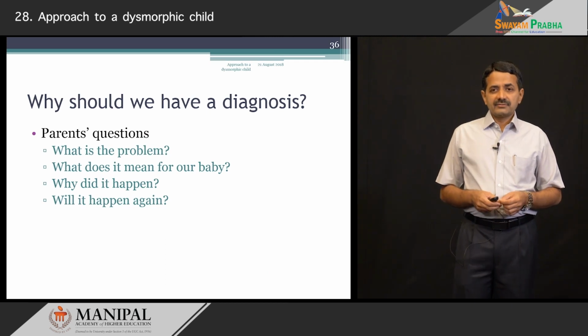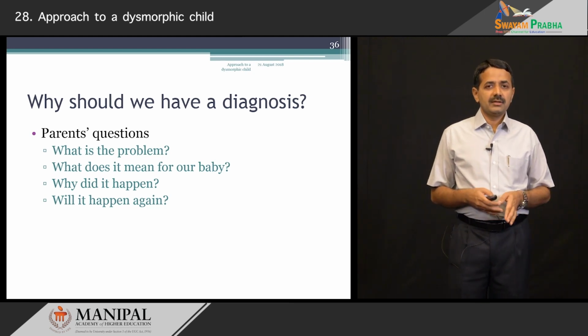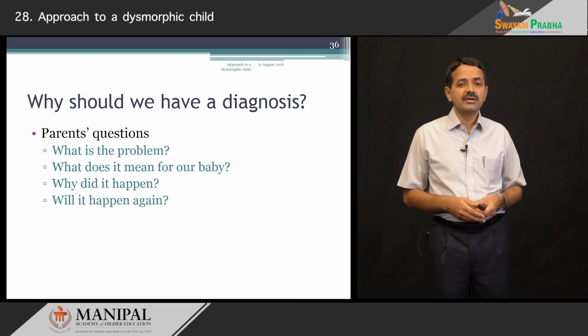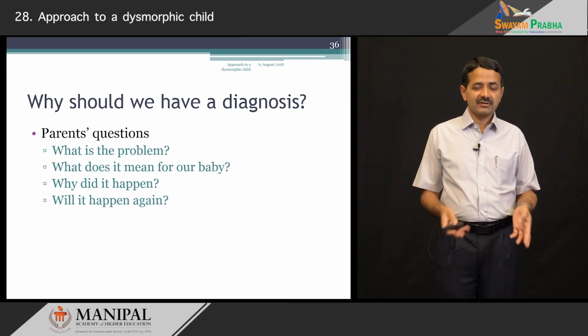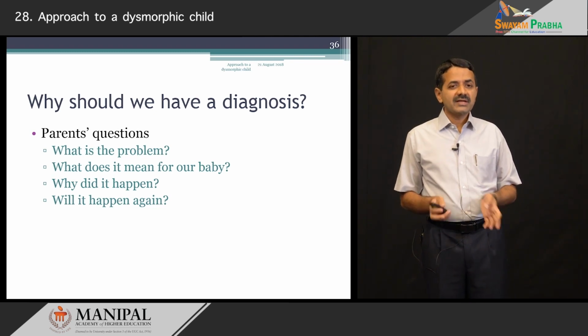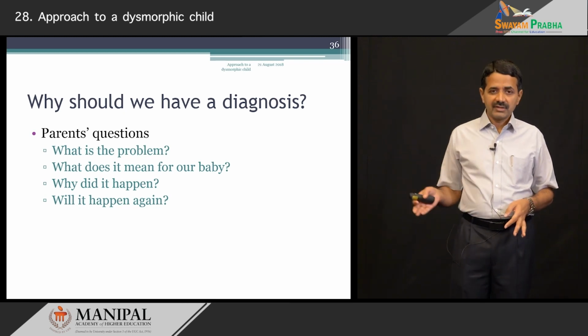Why should we have a diagnosis? Many of them usually lead a normal life. Some might have an anomaly of the heart or some other major organ system, which might require surgical correction, or even a limb, where a club foot may be surgically corrected, and sometimes it is just minor variations which do not harm you. But why should we have a diagnosis?